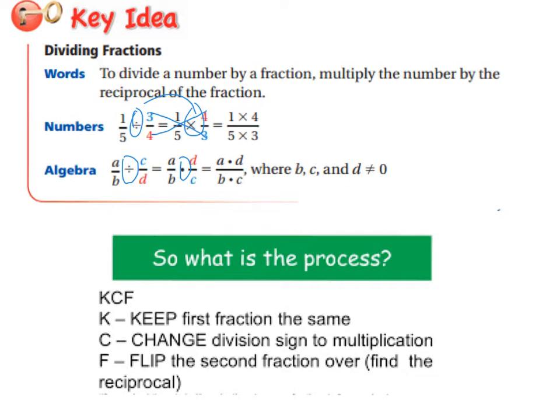So what is the process exactly? KCF. Keep it, change it, flip it. Keep the first fraction the same, change the division sign to multiplication, and then flip the second fraction over, finding the reciprocal.